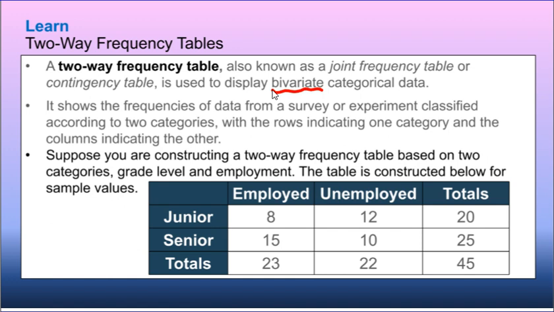Suppose you are constructing a two-way frequency table based on two categories, grade level and employment. The table is constructed below for sample values. So here is one variable or one category, and up here is our other category or our other variable. We have employed and unemployed, and then we're comparing it with juniors and seniors. Then you'll notice that on the bottom and on the far right-hand side, we have a total mark. That will be important as well when we interpret the data.